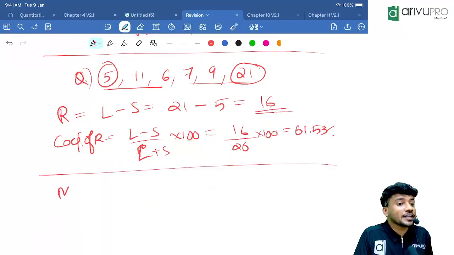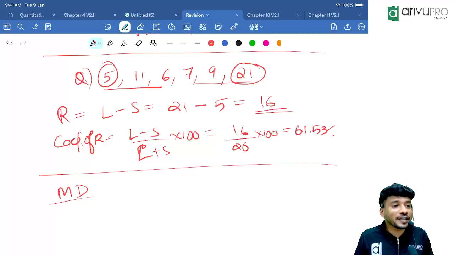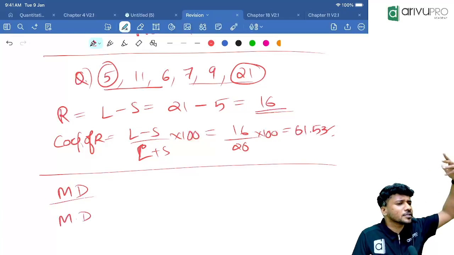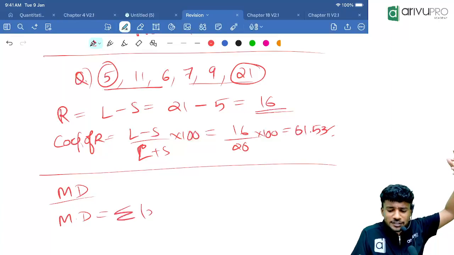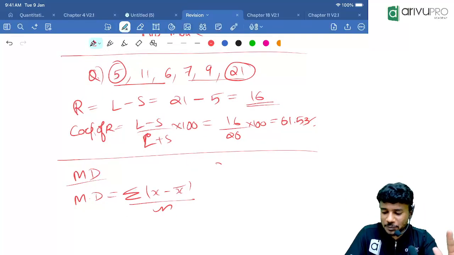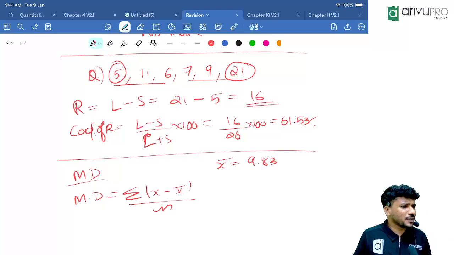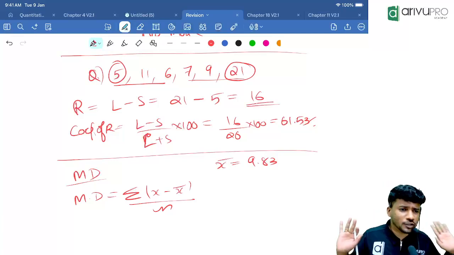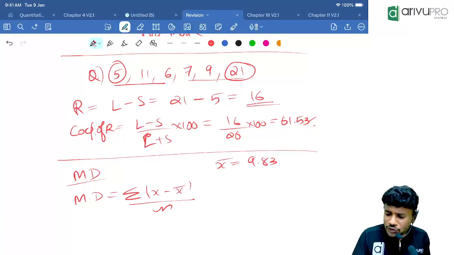Next we studied mean deviation. How to find mean deviation, people? Mean deviation formula, remember: summation of modulus of x minus x bar divided by n. Now people, we know the x bar value. X bar was how much? We found it to be 9.83. Since it is recurring, you can just conclude it there, 9.83.